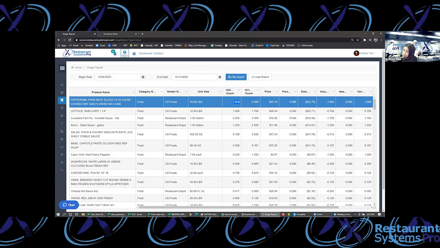You started with 1 case. You purchased 0 cases, and you ended with 2. Either your beginning inventory is wrong, or your ending inventory, or you're missing a purchase, or maybe you forgot to inventory a specific package.